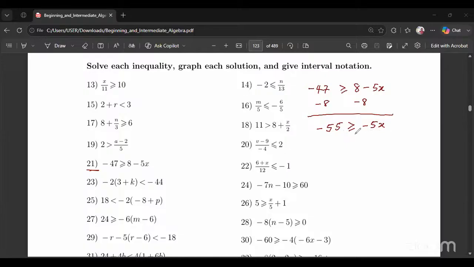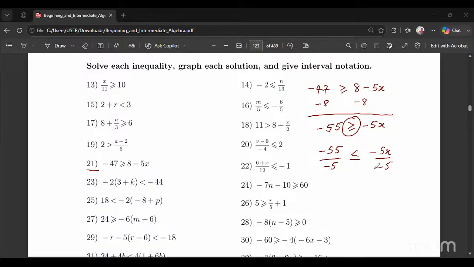Now, what do we do from here? We want to divide everybody by negative 5. Take note, you're dividing both sides by a negative number, so the inequality has to flip. So we divide both sides by negative 5. We have negative 55 divided by negative 5, and here we have negative 5x divided by negative 5. Just remember that the inequality will flip from greater than or equal to less than or equal to.